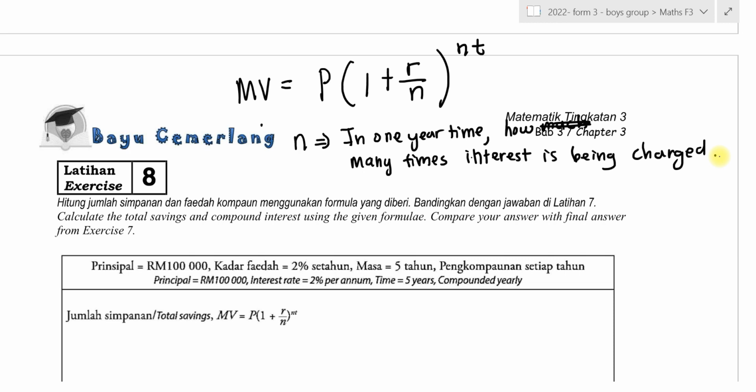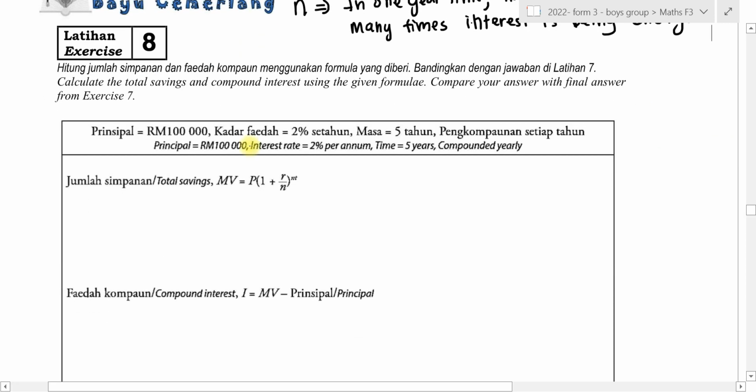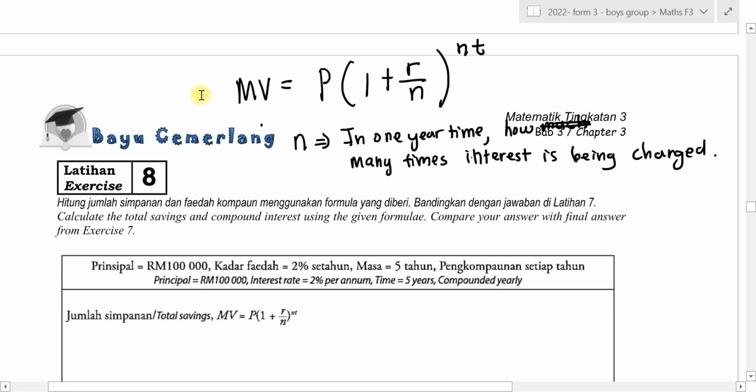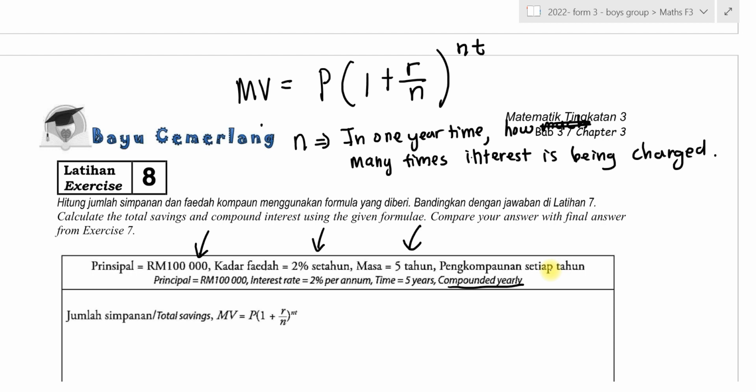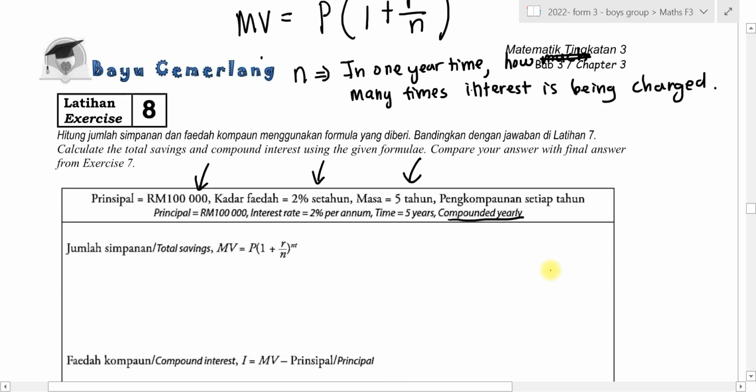Okay, for here, let us see, the principal is 100,000. The interest rate is 2%. Year is 5 years. Compounded yearly. Yearly means once a year. Compounded yearly means once a year. So your N equals 1. If N is different, later we will see. I will teach you. Don't worry.